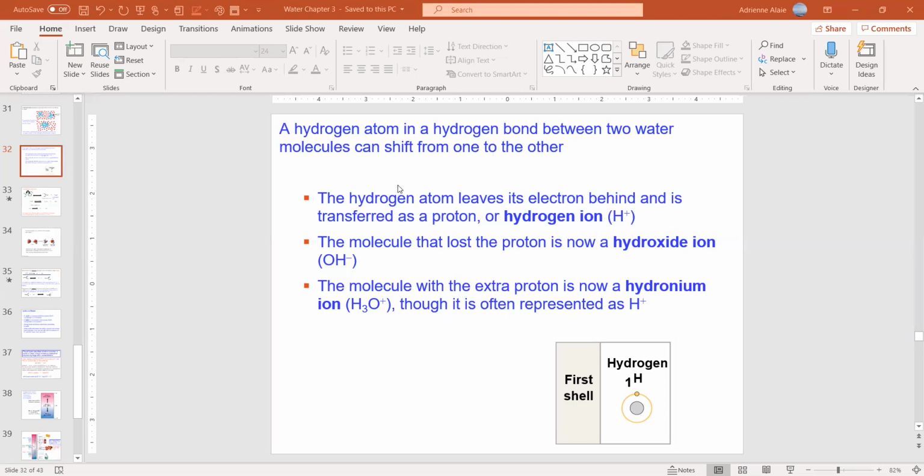Now, when this hydrogen atom leaves one water molecule to join the other, it actually leaves its electron behind. So therefore, it's transferred as what we call a proton. And the other name for this is a hydrogen ion. If we want to symbolize it, we write H for the hydrogen, with a plus. So this is a cation. It is a positively charged ion, and it is a hydrogen. Now, why do we call it a proton?